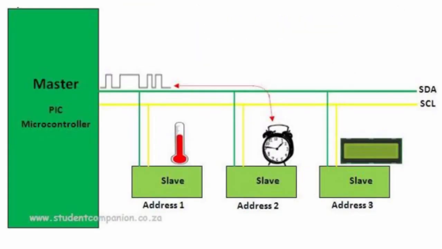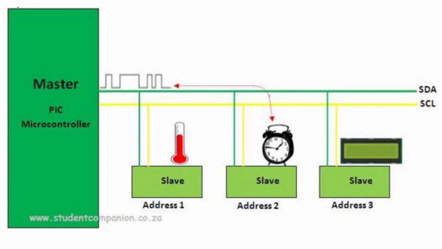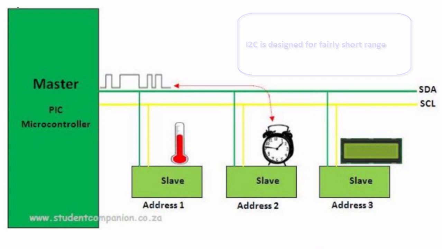The other problem that you can encounter when using I2C, as this is a shared bus, is that the I2C bus can hang entirely when a single device on the bus stops operating. Cycling the power to the bus can be used to restart the bus and restore proper operation. And lastly, I2C is designed for fairly short range. This basically means devices are on the same PC board as the master or connected via a relatively short cable, compared to RS-232, RS-485 and the CAN bus.